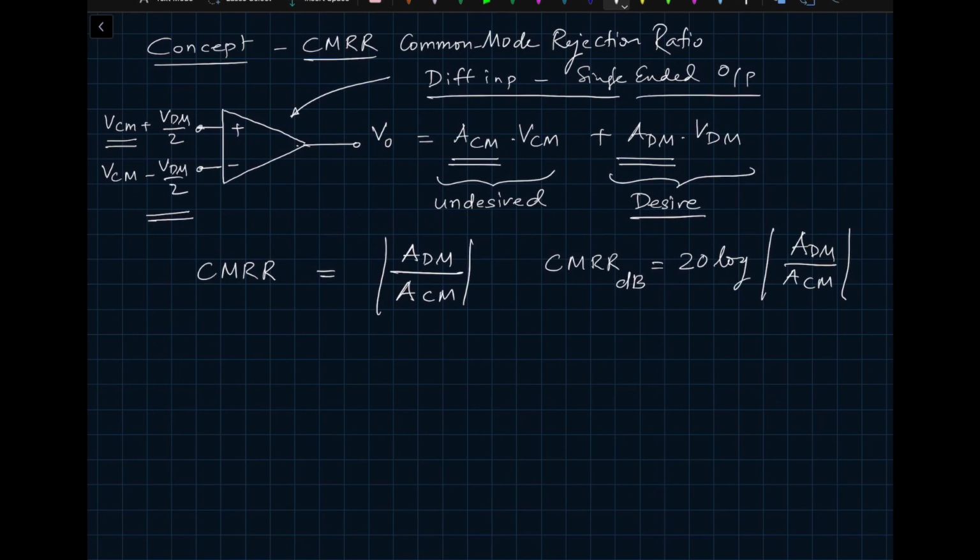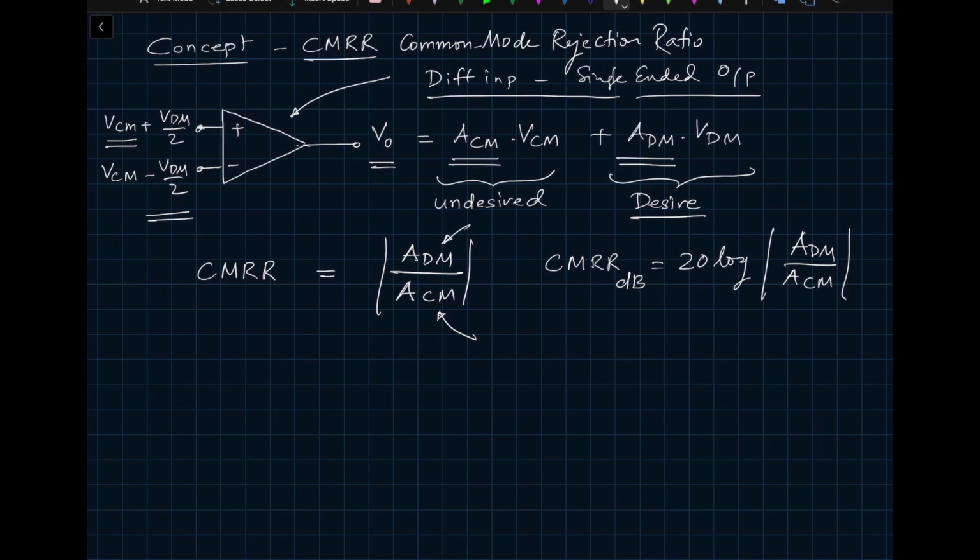Let's see what the significance of this is. For a good amplifier, let's say the one you're using for ECG measurement or some other measurement of a sensitive signal, you want the differential gain to be as high as possible and the common mode gain to be as low as possible. So this number, CMRR, has to be as large as possible. A CMRR of a factor of 10 will give you 20 dB, and we want the CMRR to be as high as possible. This is okay when you're looking at only a single output.